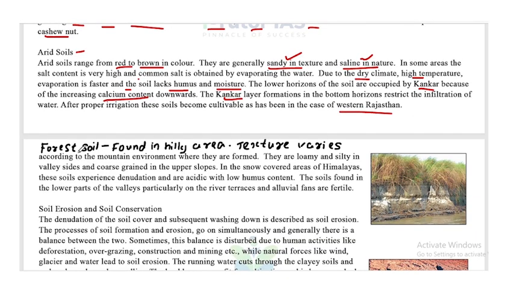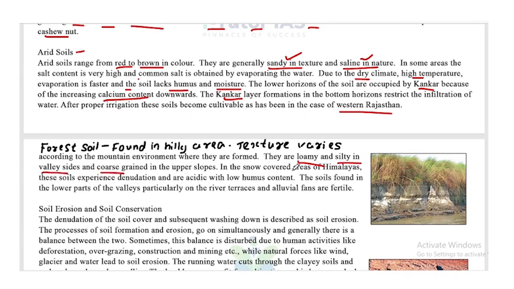Next one is forest soil. They are mainly found in the hilly areas or the mountain areas. The soil texture varies according to the mountain environment where they are formed. They are loamy and silty on valley sides and coarse grained on the upper slopes. Okay, so they are loamy and silty on the valley side and coarse grained on the upper slopes.